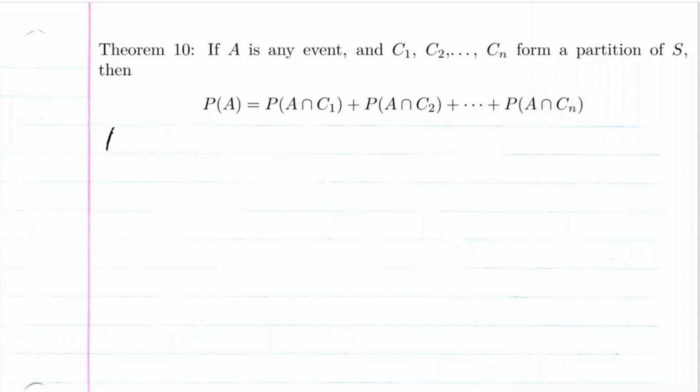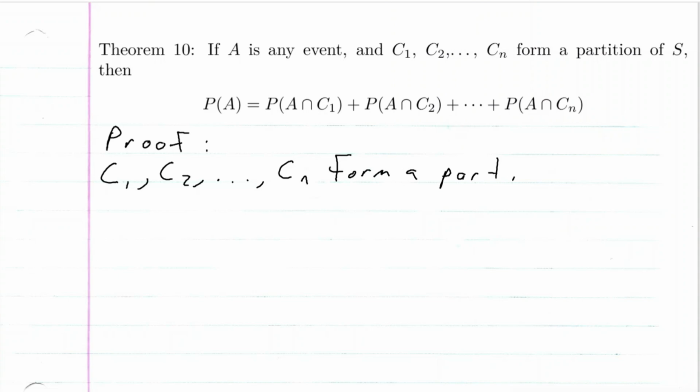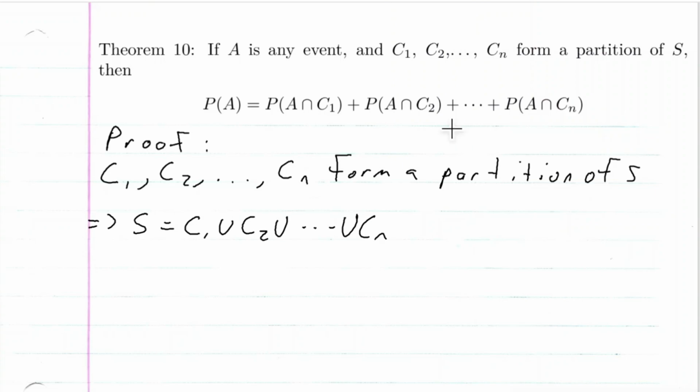Okay, so proof. Of course, we can't use a picture because there's n of these, right? I mean, I guess we could, but we don't need to. All right, so proof, we're going to start with C sub 1, C sub 2, C sub n form a partition of S. So, of course, this implies that S is equal to the union of these sets, right? C sub 1 union C sub 2 union dot dot dot union C sub n.